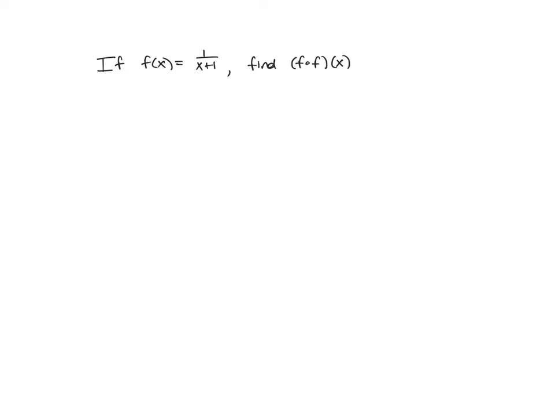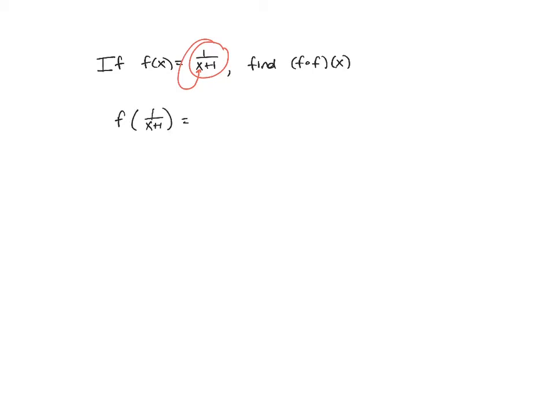If f of x is the rational function 1 over x plus 1, let's look at how to find f composed of f of x. So the idea of what's going to happen here is that we're going to take 1 over x plus 1 and then put it back into itself in place of the variable x. So it's like taking f of 1 over x plus 1.